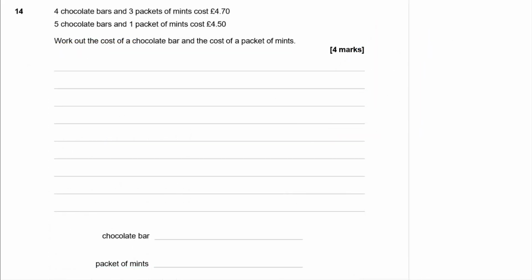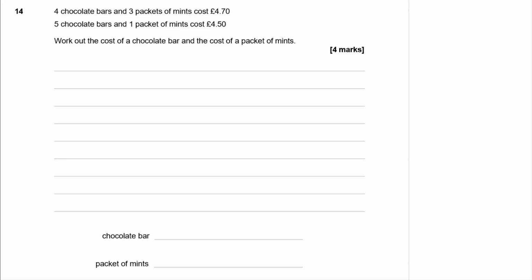Question 14. 4 chocolate bars and 3 packets of mints cost £4.70, and 5 chocolate bars and 1 packet of mints cost £4.50. Work out the cost of the chocolate bar and the cost of the packet of mints. So this is a simultaneous linear equation here, but written in worded form. So we need to translate this into a couple of equations and then solve them simultaneously.